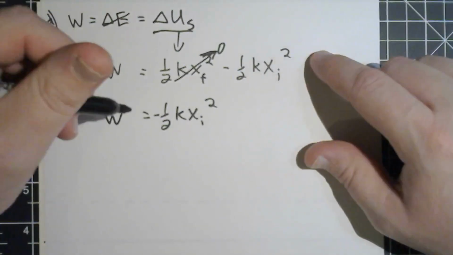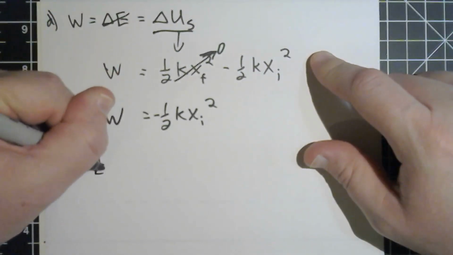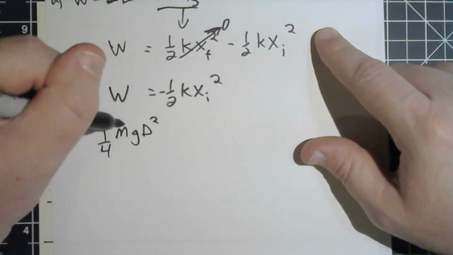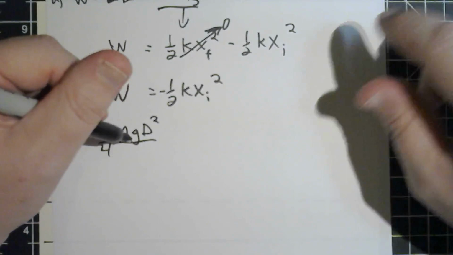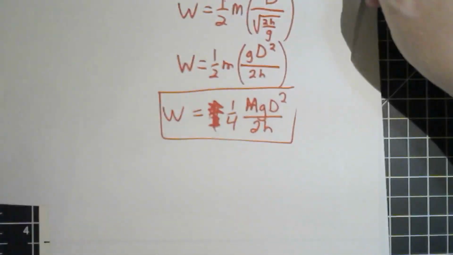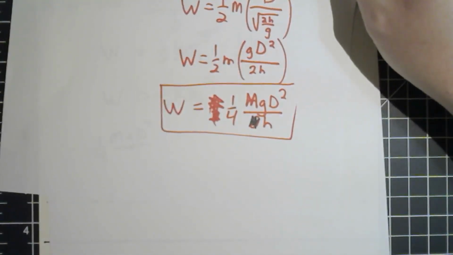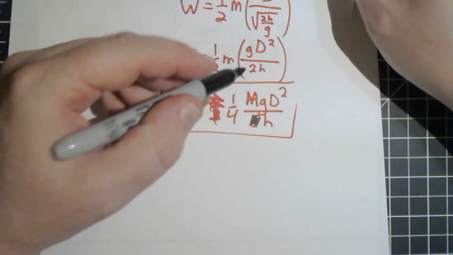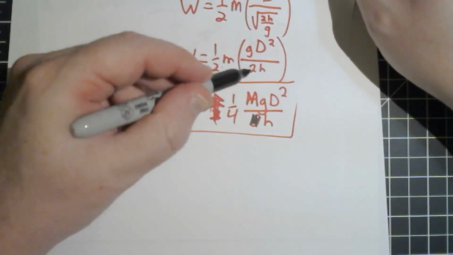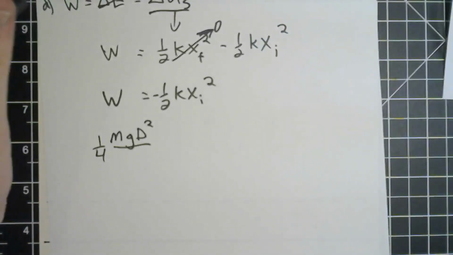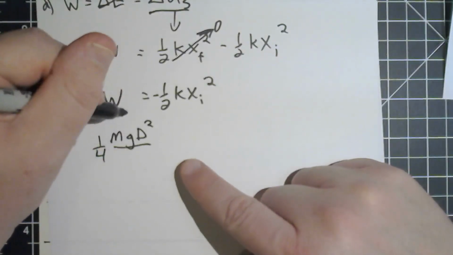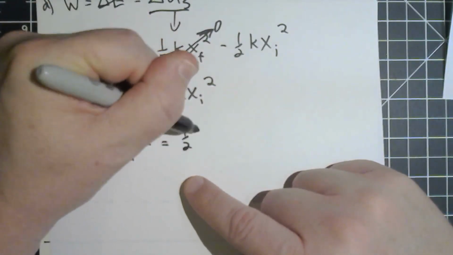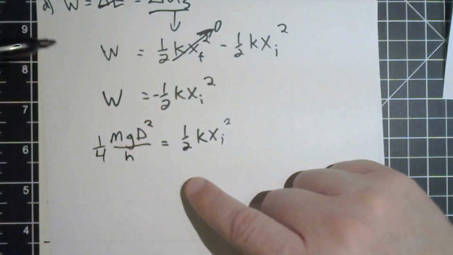So you can still set this equal to 1/4 mg d squared over h. And guys, I apologize. Previously, there should be no 2 there. There's only an h, because I multiplied the 2 and the 2. That becomes 4. All right. And so we can set this equal to 1/2 k x initial squared.